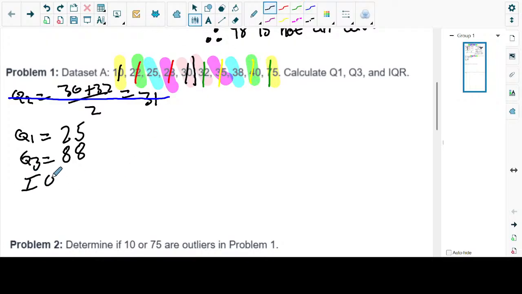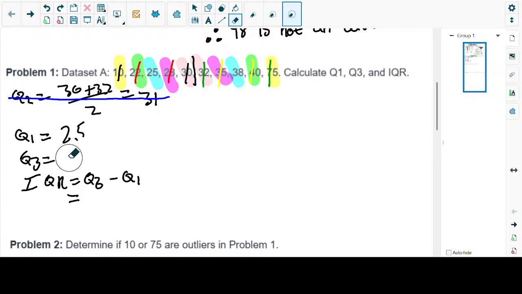The IQR is equal to Q3 minus Q1. Good practice before you substitute: what is Q1? So that you don't make a mistake. Because you already calculated Q2, remember? Q1 is 25. Okay. And then Q3 is 88. Huh? Where did I get the 88? You're supposed to divide by 2. Did you divide by 2 there? It was 38. Yeah. And I said 88.